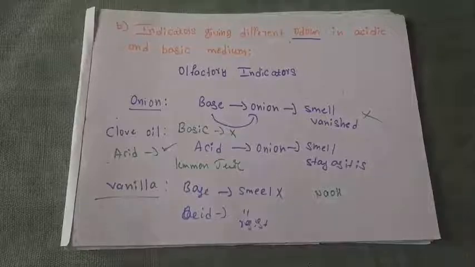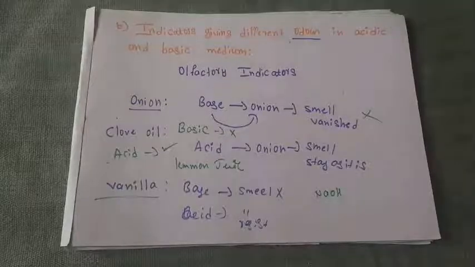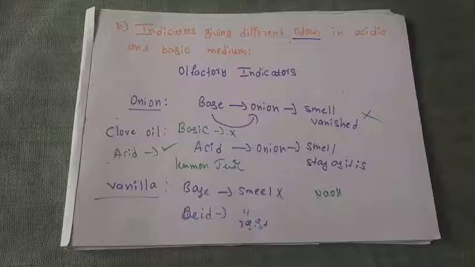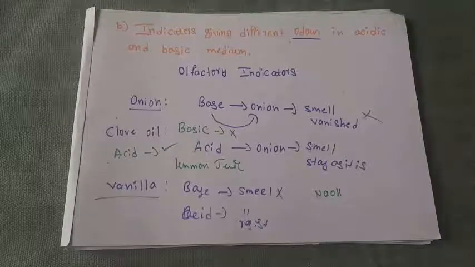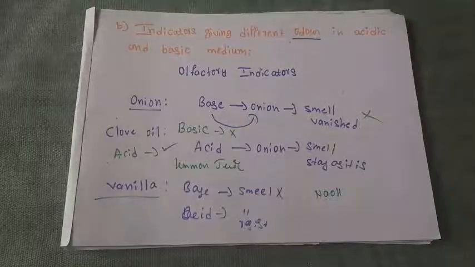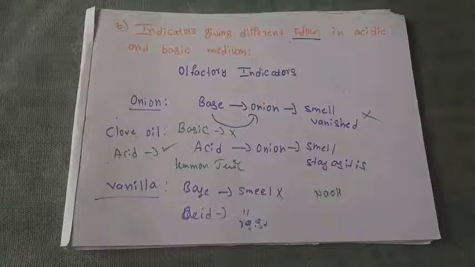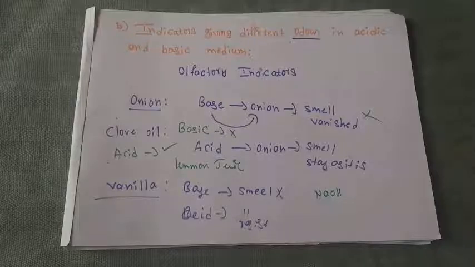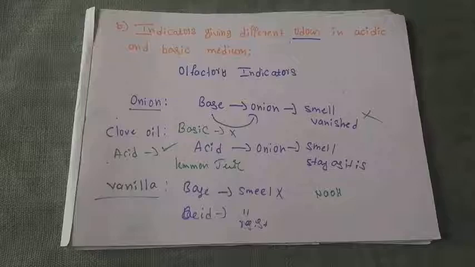In the next class, the actual chapter on acids and bases starts: how to identify acid and how to identify base, what the types of acids and types of bases are, the properties of acids and bases, and how to prepare some bases, such as caustic soda, and how to prepare salt and washing soda. Those are all studied in upcoming classes.